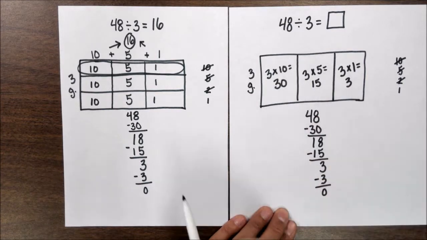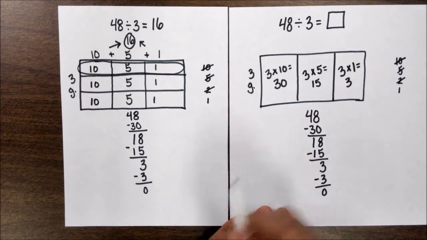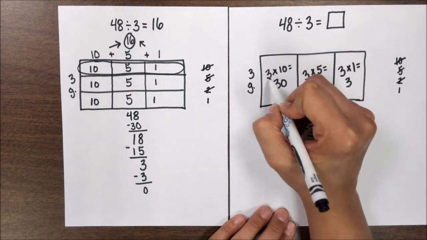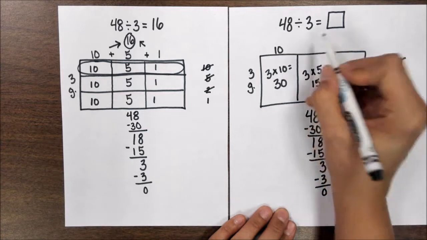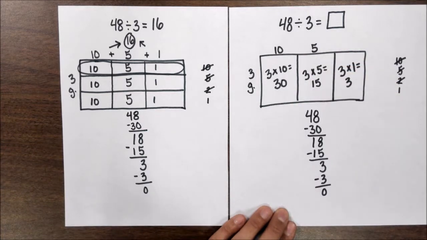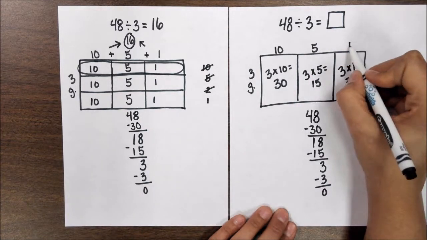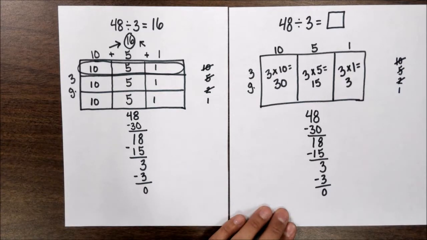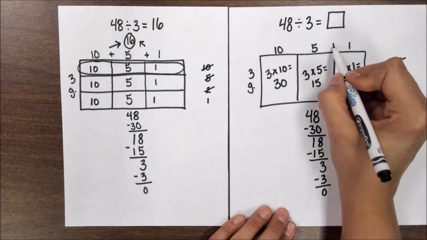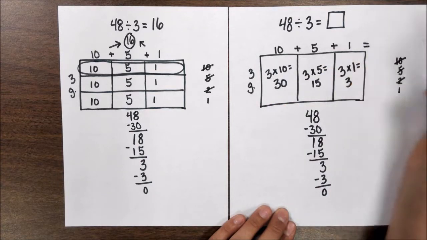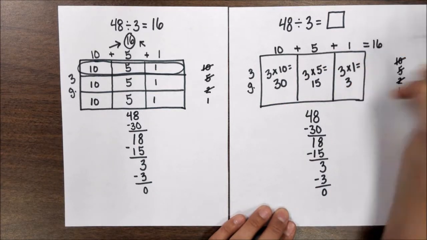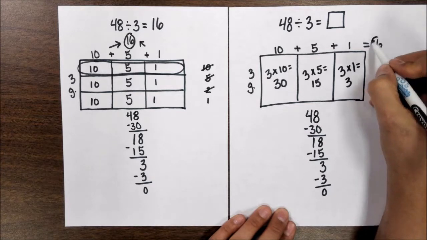If I go back to the partial quotients of how much did I share into each group, in this group I shared 3 groups of 10, so each group has 10. This is 3 groups of 5, each group received 5 more. And then 3 groups of 1, I shared 1 into each of the 3 groups. To find my quotient, I take my partial quotients and I can compose them back together for a quotient of 16.